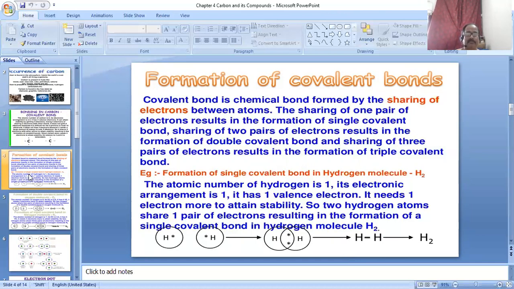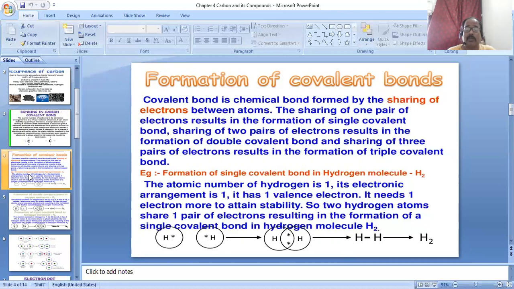Suppose double. Double means, for example, oxygen. Here in oxygen, two electrons are shared by each element. And suppose nitrogen. Both nitrogen atoms share three electrons, and each also has one lone pair. Same as usual in oxygen.